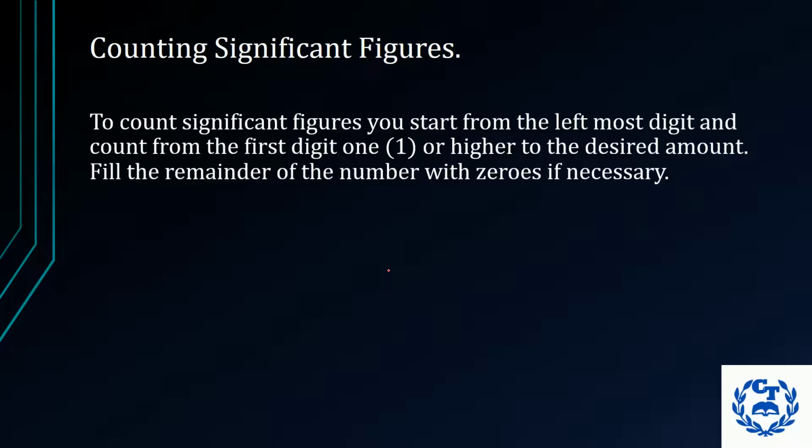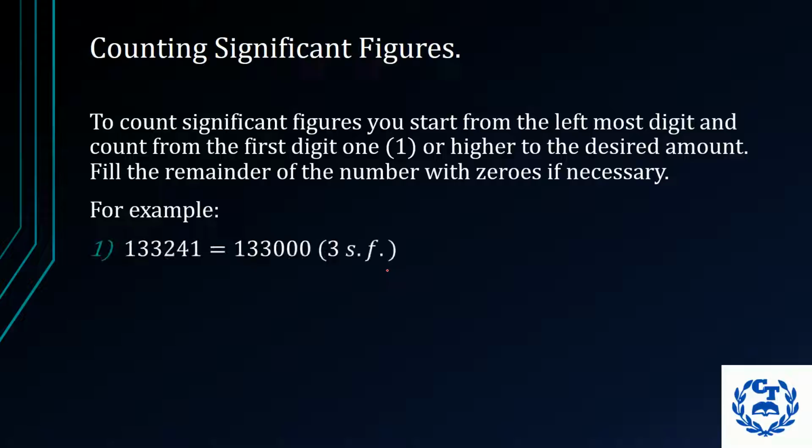To count the significant figures, you first start from the leftmost digit, that is 1 or higher, and you count up to the desired amount. And then after that, you simply replace the remaining numbers with zeros. So, for example, we can see this number 133,241. We can simply count these to three significant figures. We start from this number here, which is first 1, then 2, then 3, and we'll have a cutoff point right here. And after this cutoff point, we simply replace the numbers with zeros throughout, and we end up with the number 133000.